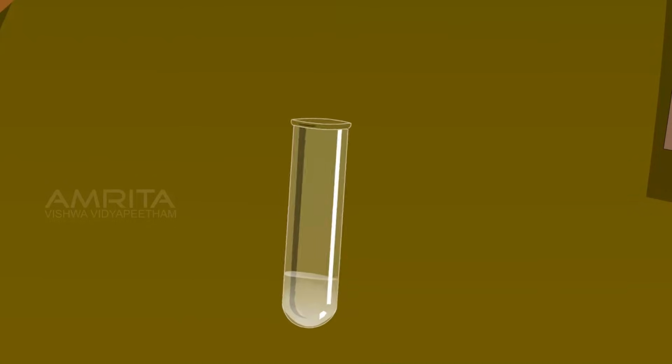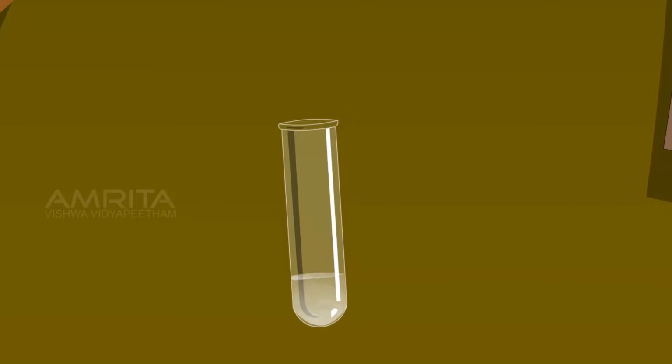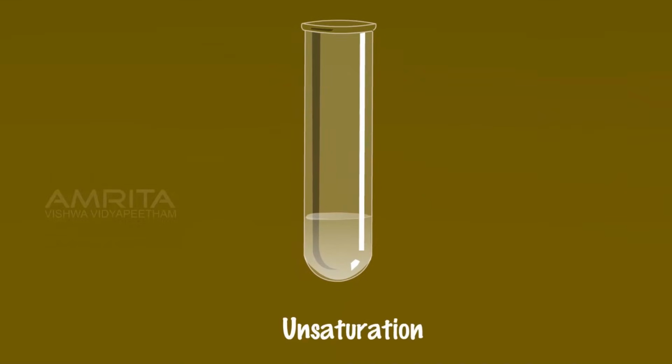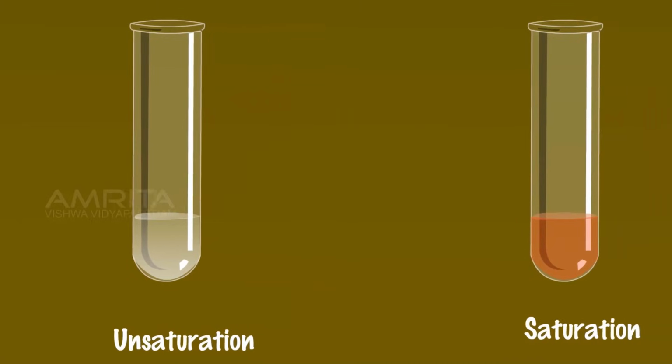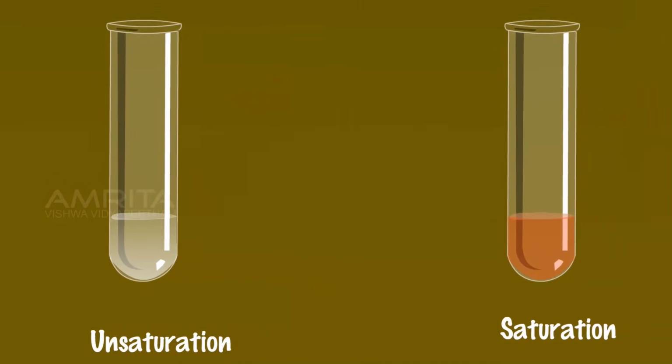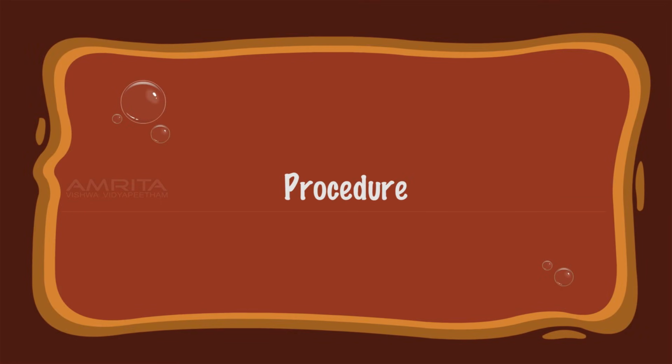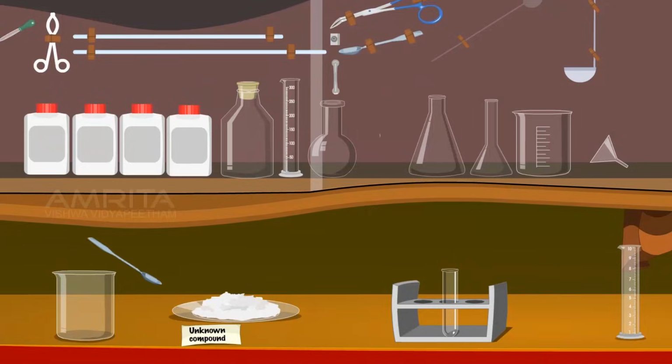The disappearance of orange-red color of bromine indicates unsaturation. Otherwise, it is saturation. Baeyer's test. Procedure. Add some unknown compound into a test tube using a spatula.